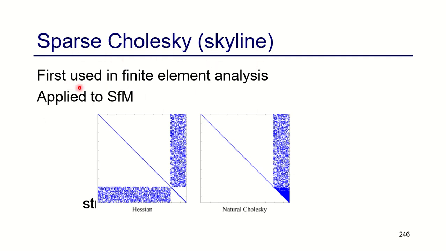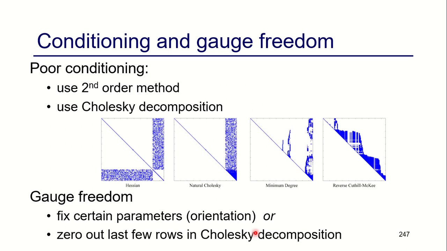Sparse Cholesky, that is, it was used in finite element analysis applied to SFM. So this is how your Hessian matrix is shown, and this is how your natural Cholesky graph is seen. And here, if you have poor conditioning, you have to use the second-order method and Cholesky decomposition. So this is how the pictorial differences show.